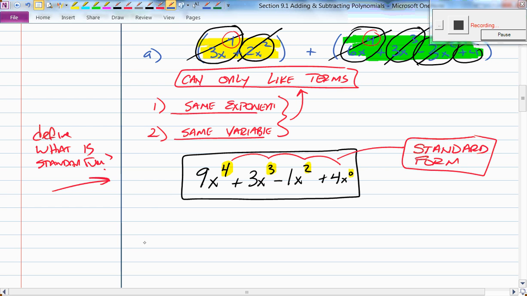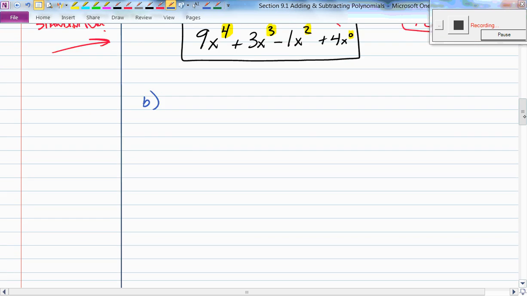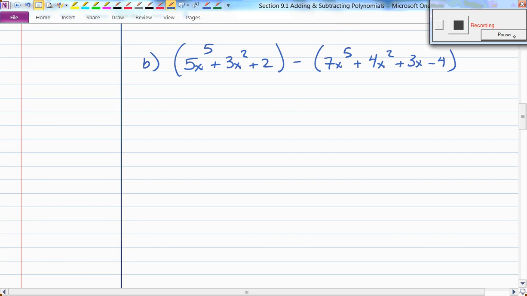Okay, let's do another example together. Let's do B. All right. I have 5x to the 5th plus 3x squared plus 2. So what type of a polynomial is this? That's a trinomial. Very good. What type of polynomial is this? We call that other for now. It has 4 terms in it, right? What's the degree of my trinomial? 5. Very good. What's the degree of my other term here? 5. Good. What's the leading coefficient in my first polynomial? What's the leading coefficient in my second polynomial?